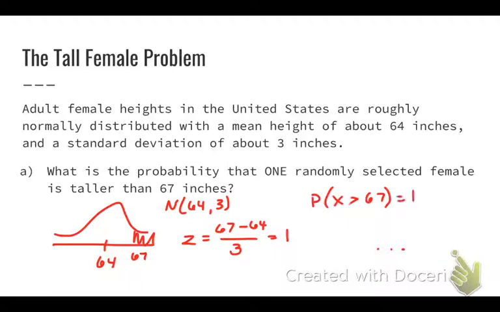The probability that z is greater than 1, and then I would do a normal CDF on my calculator with my z-score, my left tail at 1, my right tail at 999999999, 0 and 1, which gets us about 0.15866. So if I had to write it out, according to the normal model, the probability that one randomly selected female is taller than 67 inches is about 15.9%, given that the mean height of females is about 64 inches.